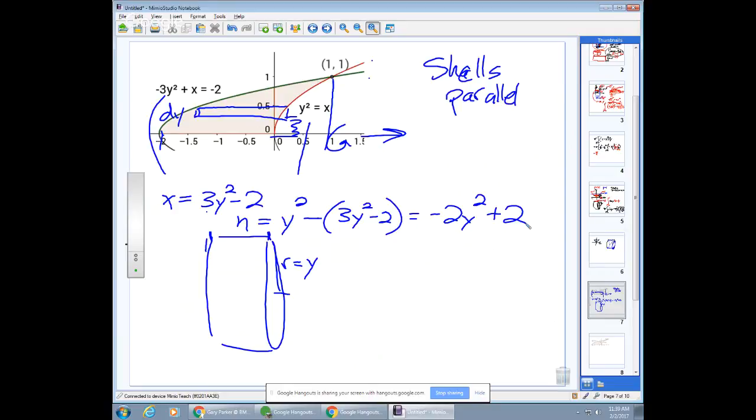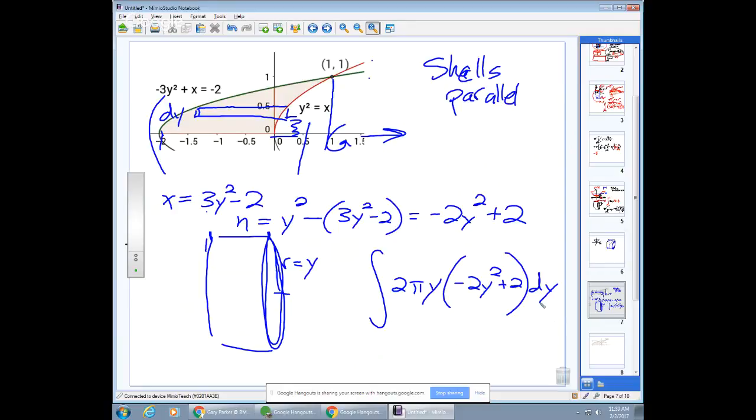And I think I have all the pieces I need to do my shells. With shells, you integrate the circumference of this thing right here, which is always 2 pi times the radius, y in this case, times the height, parentheses, my height's complicated, -2y squared plus 2. And then we have the thickness dy.